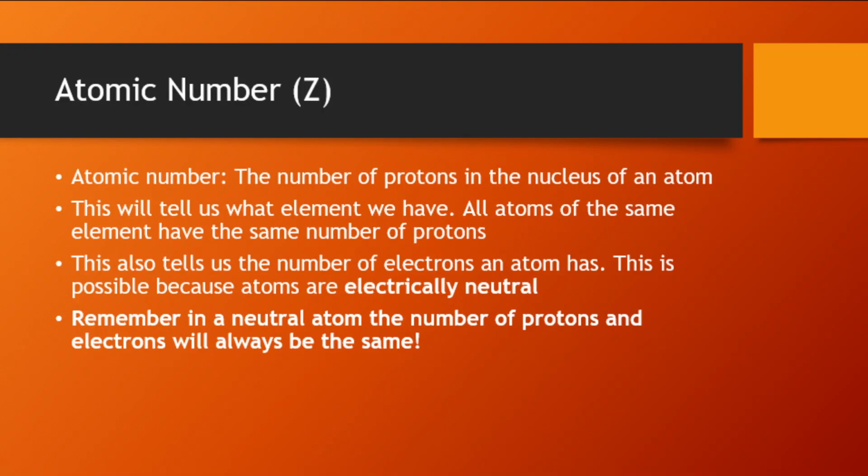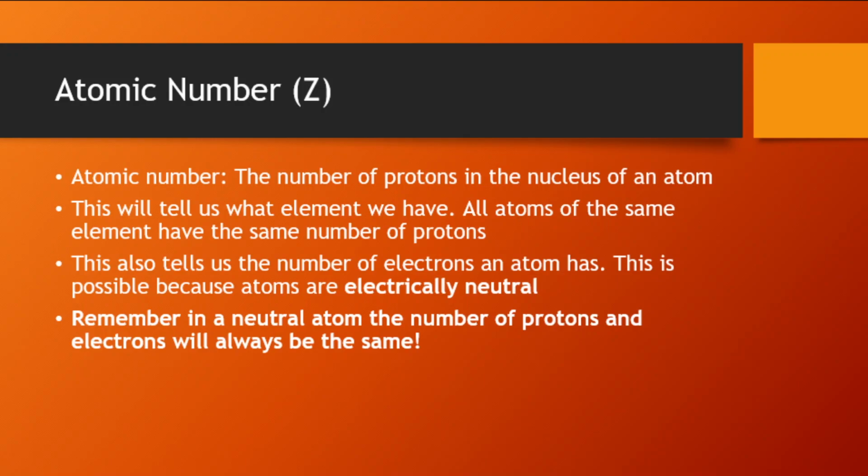Even more importantly, because the atomic number tells us the number of protons, it tells us what element we actually have. All atoms of the same element have the same number of protons. For our carbon example, it doesn't matter what kind of carbon atom it is, it must have 6 protons in order to be classified as carbon. As soon as you change the number of protons, you change the identity of the element you're dealing with.